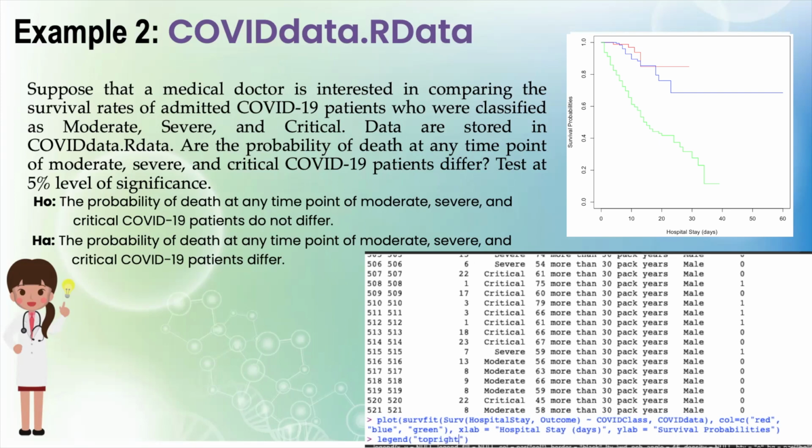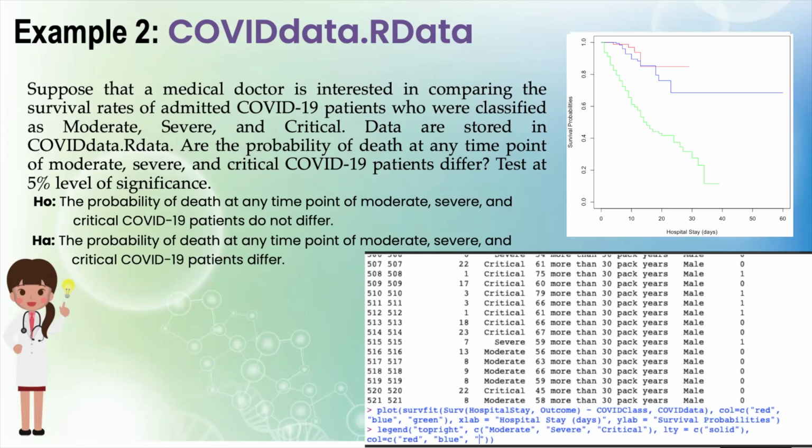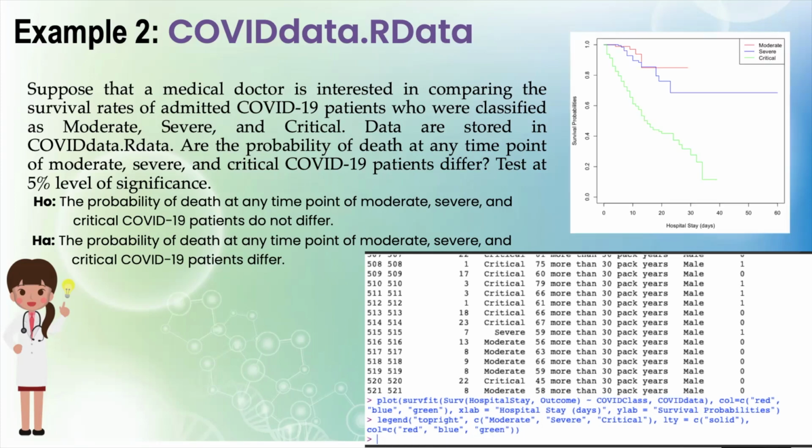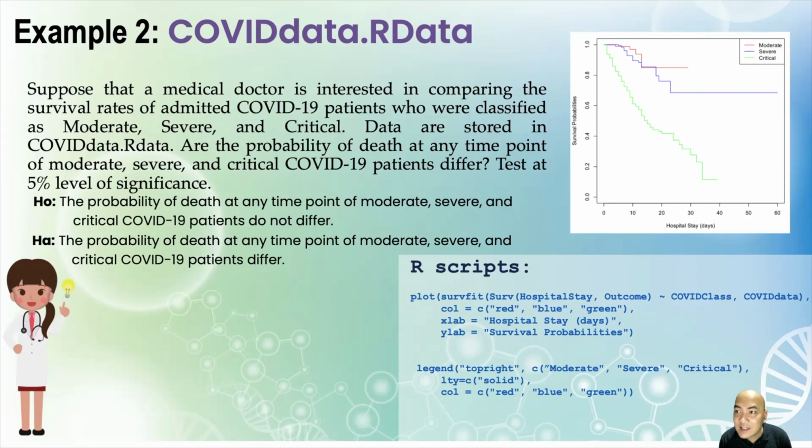and then if you'd like to put the legend on the upper right corner, we have to put in quotation marks top right, and then C, and then the levels in the COVID class, which are moderate, severe, and critical. And then likewise, we may put LTY equals C parenthesis solid in quotation marks and color, which are red, blue, and green. So here we see the Kaplan-Meier curve. And it seems here that there is a less probability of survival among the critical COVID-19 patients, because that is the one under the two groups, which are severe and moderate.